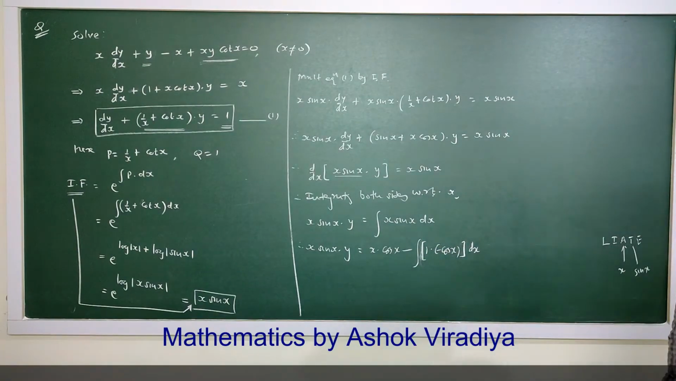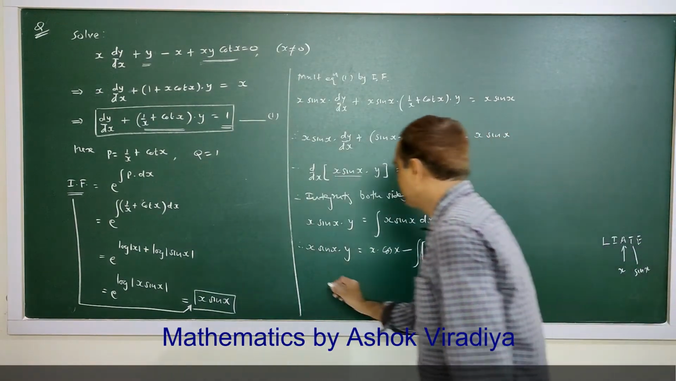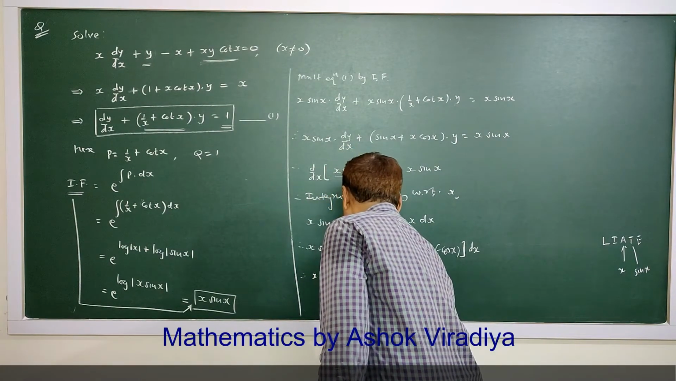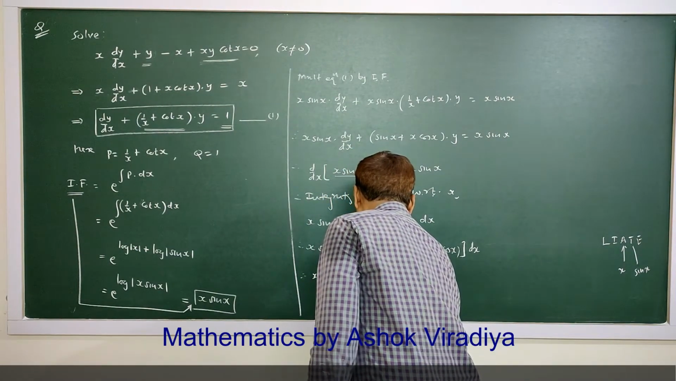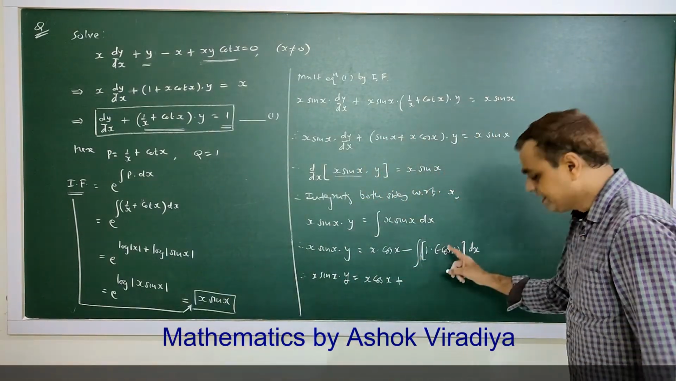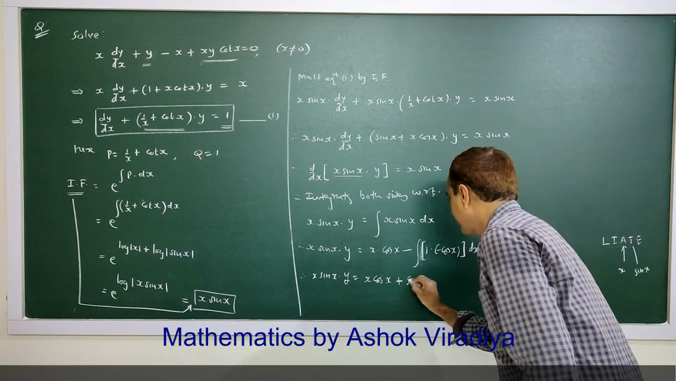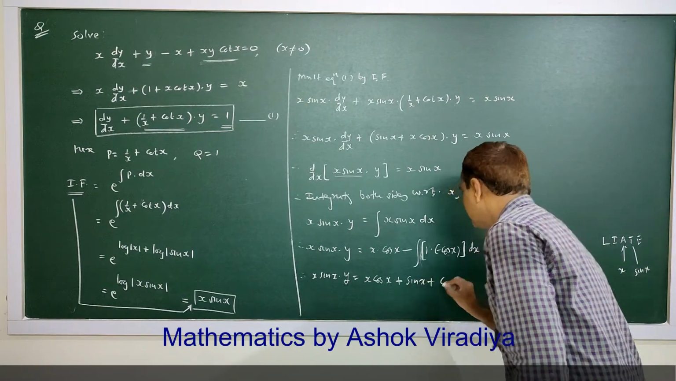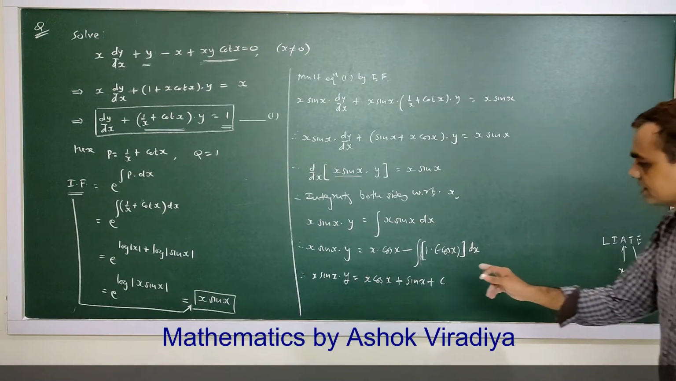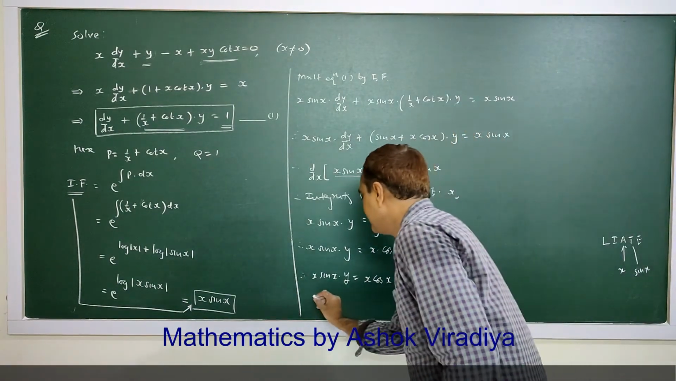So, by the rule of integration by parts, x sin x into y is equal to x cos x minus minus plus, and the integral of cos x is sin x plus c, and this can be expressed as y in terms of x.